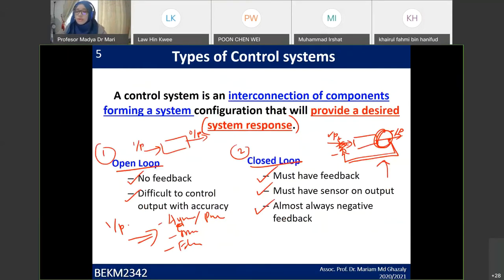And almost always you will have a negative feedback. So negative feedback here. It is rare to have positive. If positive, then it's a feed forward there.